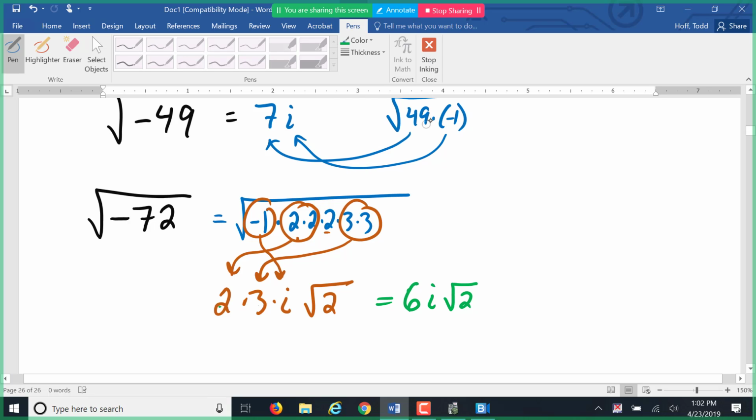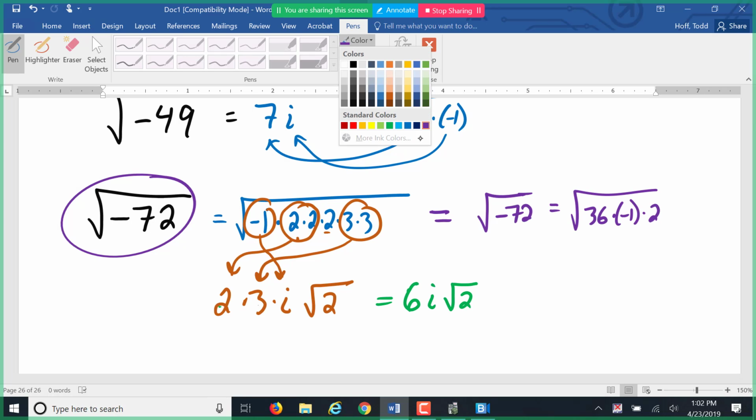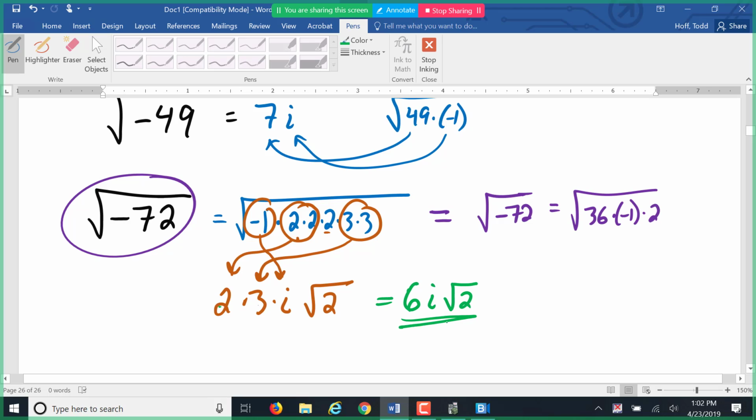You might have seen as you looked at this that the square root of negative 72 could be broken down into 36 times negative 1 times 2. That negative 72 can be split to 36, negative 1, and 2. And then from there you could very easily get this result. The square root of 36 is 6. Square root of negative 1 is i. And we cannot take the square root of the 2.